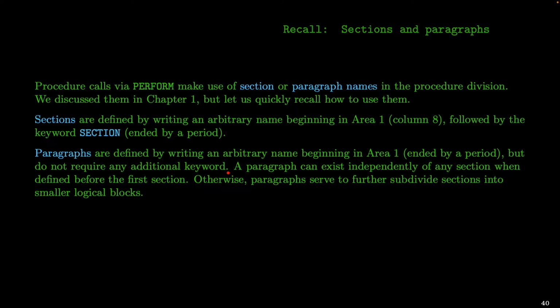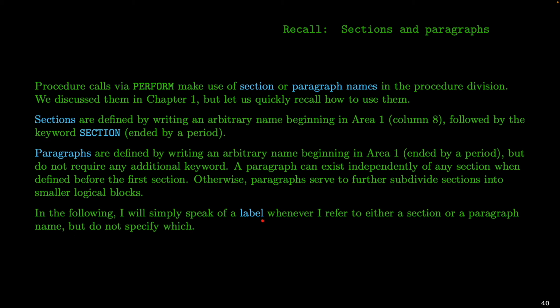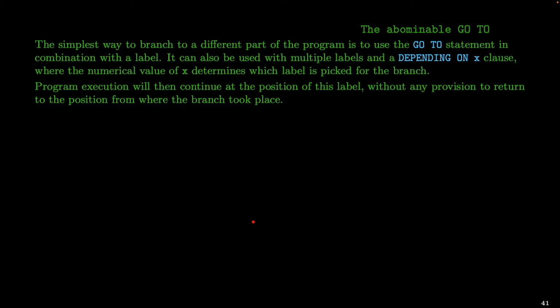And paragraphs can exist independently of any sections if you define them before you define any section in your program. But otherwise, paragraphs are used to further subdivide sections into smaller logical blocks. How helpful that is may be a matter of taste, depending on your program design. In the following, I will use the term label when I refer to either a paragraph or a section name. So when I don't distinguish between the two, or it could be either one of them, I will simply speak of a label. First, let's look at the goto statement.